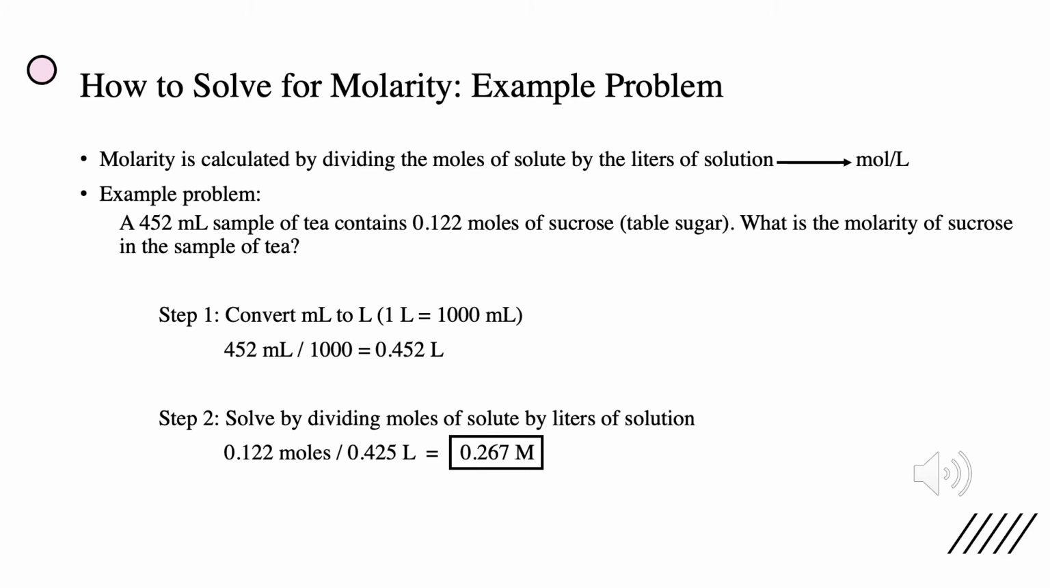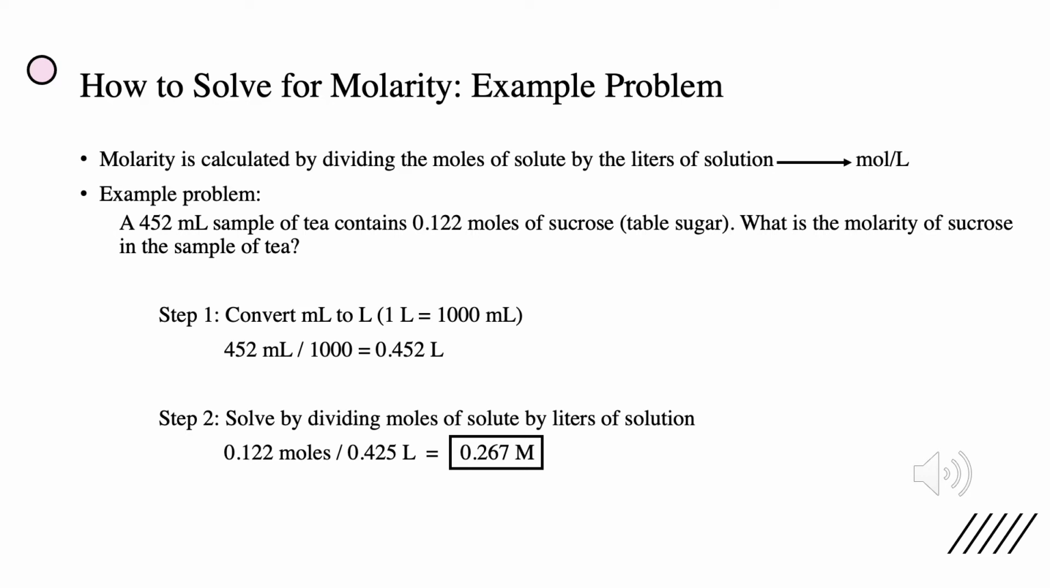So now that we've gained a little bit of background information on the topic of molarity, we're going to explore how to solve for molarity, and we have an example problem here. But before we do that, let's remind ourselves that molarity is calculated by dividing the moles of solute by the liters of solution. So in our example problem, we have a 452 milliliter sample of tea which contains 0.122 moles of sucrose, also known as table sugar. What is the molarity of sucrose in the sample of tea?